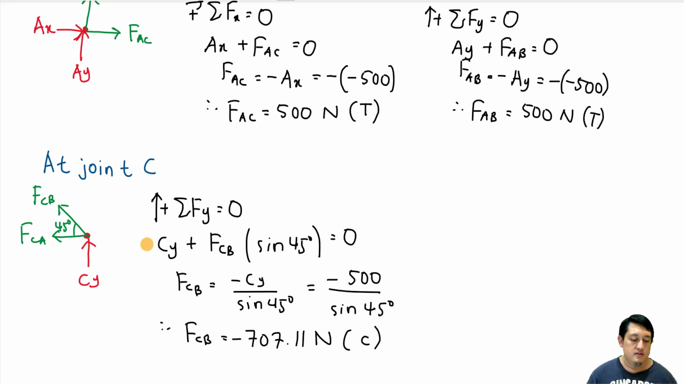Okay, so now we've done calculating FCB here. When we insert the value of CY, which is 500, we get FCB is negative 707.11 Newton. So we get a negative value, while our assumption was tension. Because it is negative, it means that the correct direction is the opposite direction. Therefore, FCB is compression. Negative is compression, positive is tension. That's it. Let's try to calculate FCA.